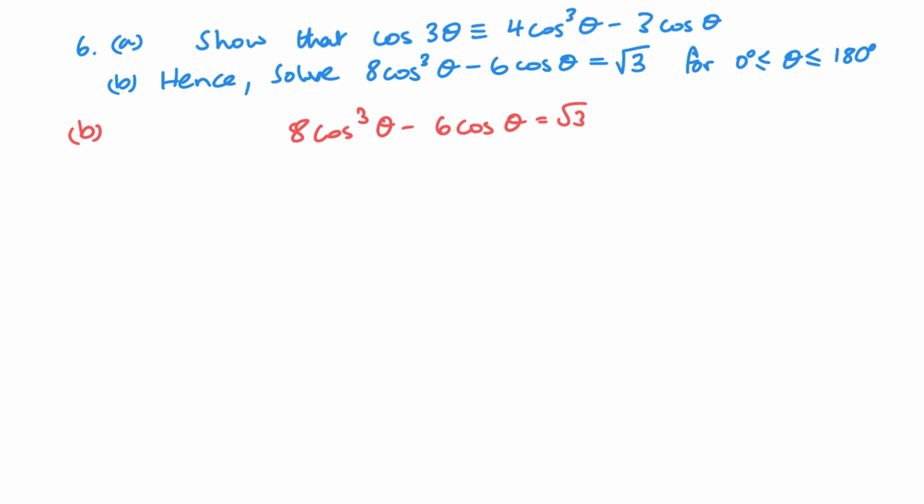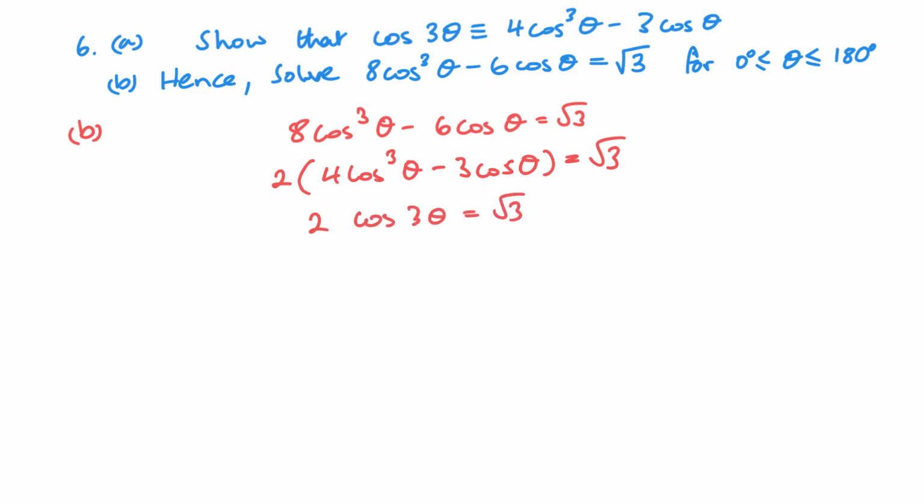Now we've already seen one a bit like this before. You can see cos cubed theta minus cos theta, so it's very much the same. You can see if I take a factor of 2 out and get 4 cos cubed theta minus 3 cos theta equals root 3. Inside my bracket can then be replaced by the cos 3 theta. Divide by 2, I get cos 3 theta equals root 3 over 2.